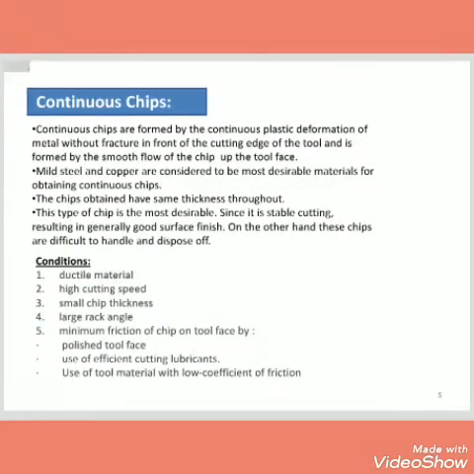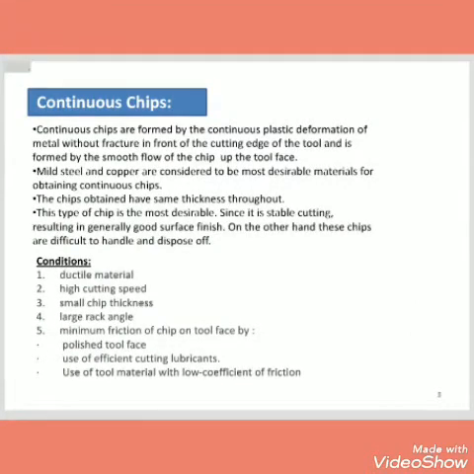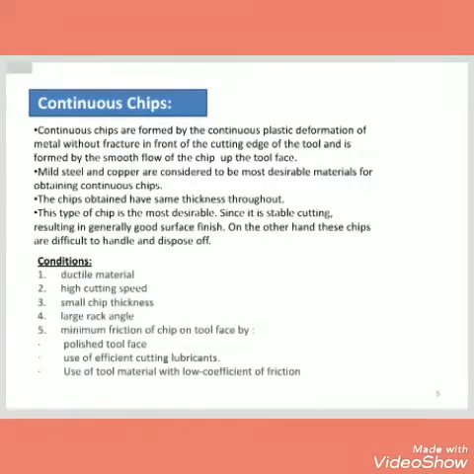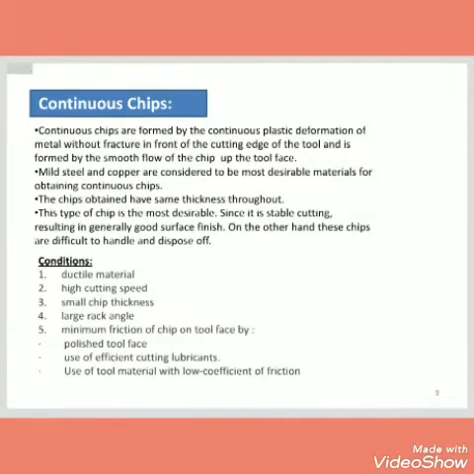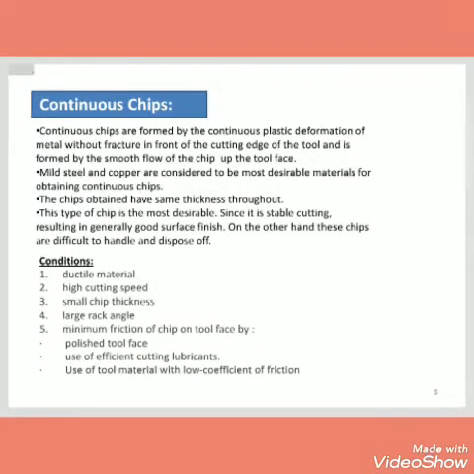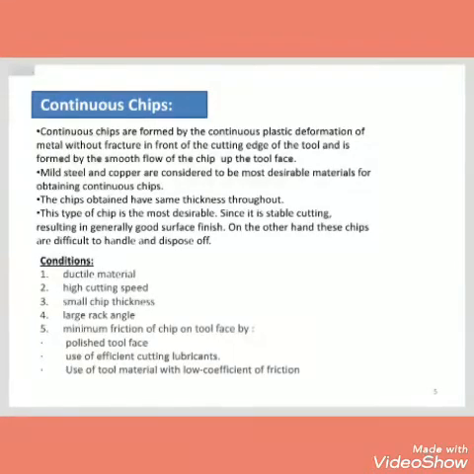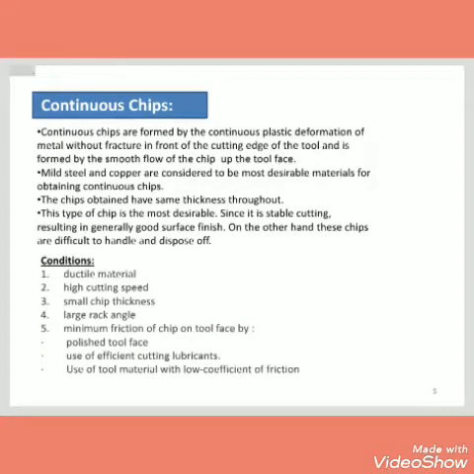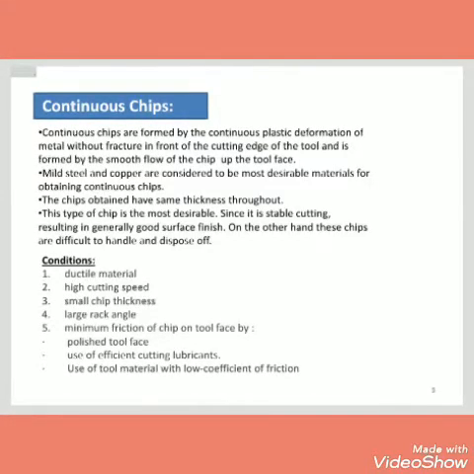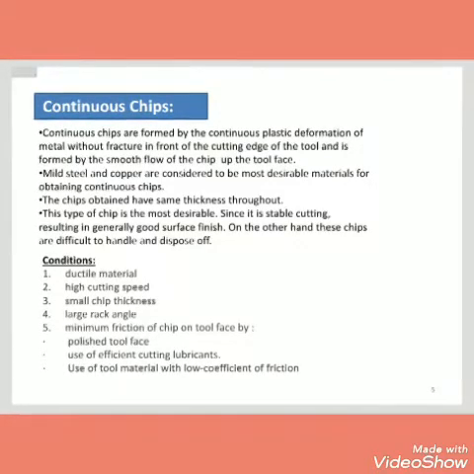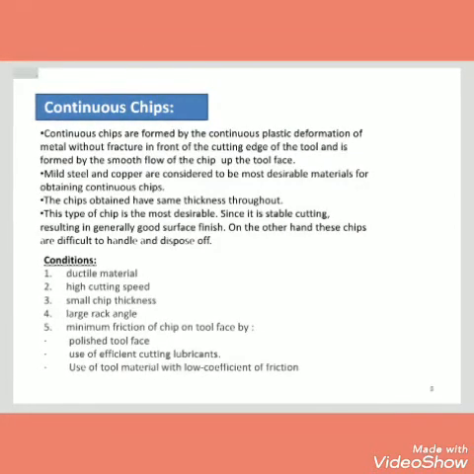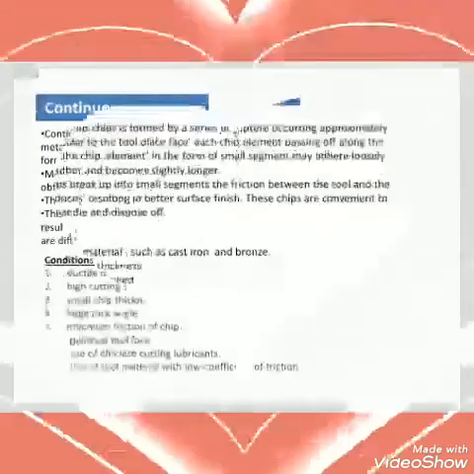So next is the continuous chips. Continuous chips are formed by the continuous plastic deformation of the metal without fracture in front of the cutting edge of the tool, and are formed by the smooth flow of the chip up to the tool face. Mild steel and copper are considered the most desirable materials for obtaining continuous chips. The conditions for continuous chips are ductile material, high cutting speed, small chip thickness, large rake angle, and minimum friction of the chip on the tool face by a polished tool face.